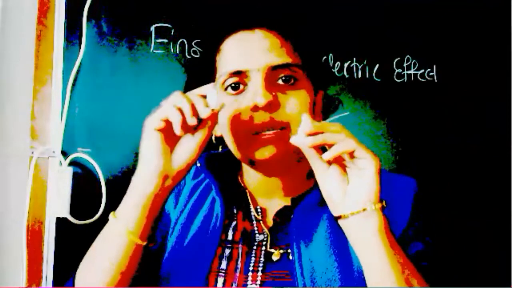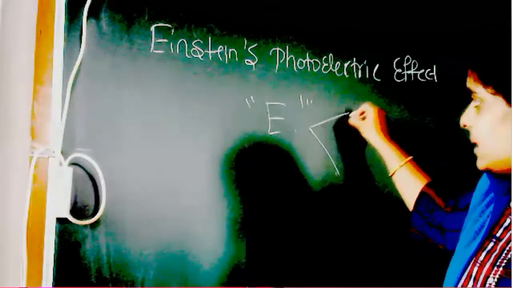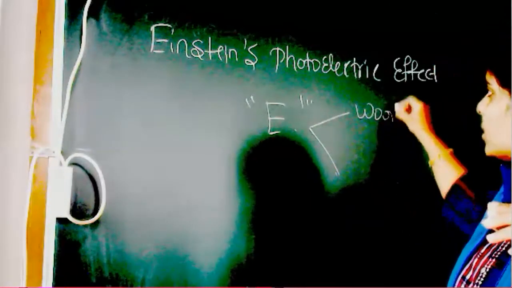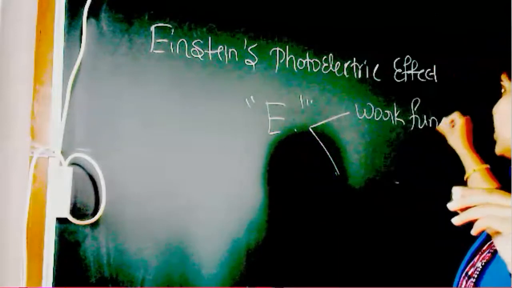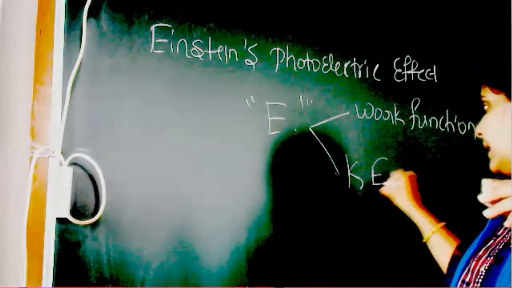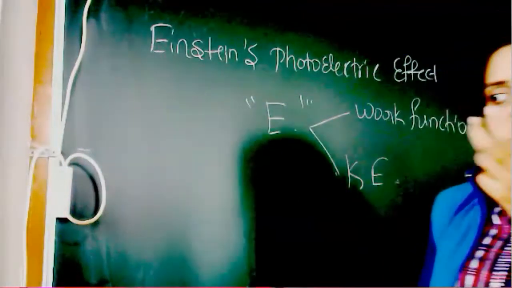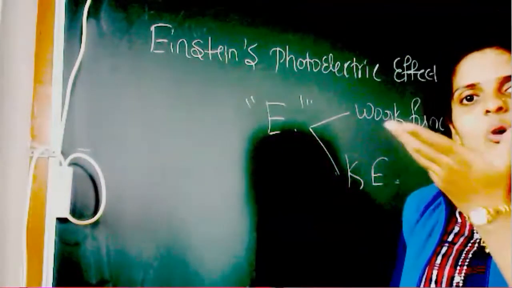So whatever these photons are there, they have some energies. That energy is distributed in two forms here. One is utilized as work function and the other one is used as kinetic energy. Are you getting my point? Here the collision takes place between that electron and the photons.